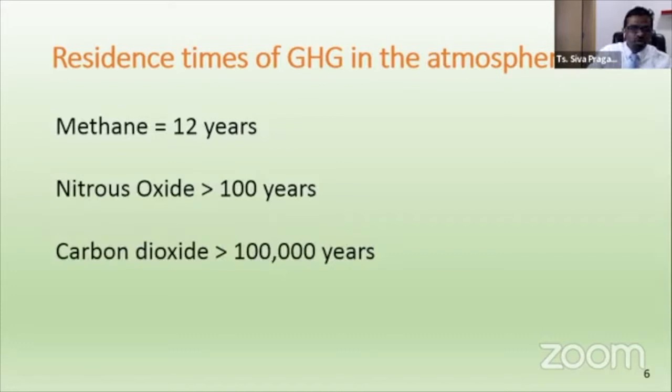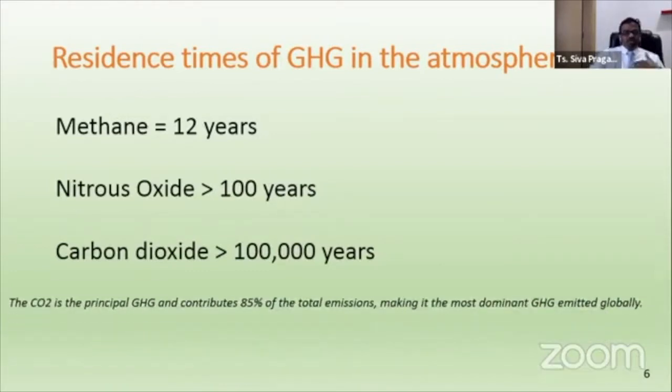Then third is carbon dioxide. We all talk about CO2. Why all CO2? CO2 has a residence time of 100,000 years and above. That's the reason why CO2 is the principal GHG, because it also contributes 85% of the total emissions, making it the most dominant GHG emitted globally. So you have a clear understanding now of the meaning of residence time. It's the time that a gas remains in the atmosphere.